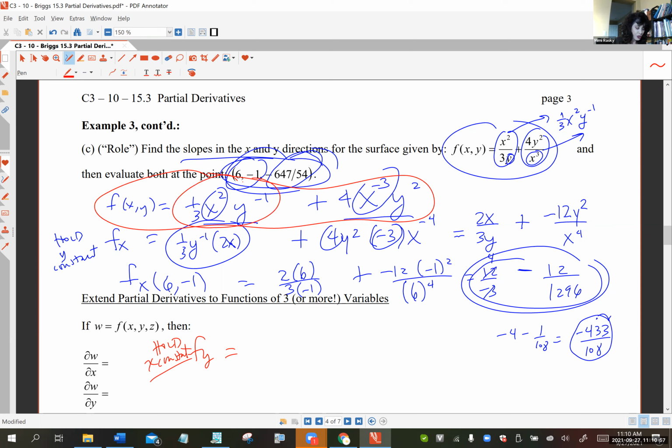And when you look at that first term and you take the derivative with respect to y, the 1/3 and the x squared are just copied down because you treat that as a constant multiple. And the derivative of y to the -1 using the power rule is -1 times y to the -2. Plus, the second term, I'm going to just copy down the 4 and the x to the -3 factors. Those are just constant multiples, and multiply by the derivative of y squared with respect to y. And that's easy because that's just 2y.